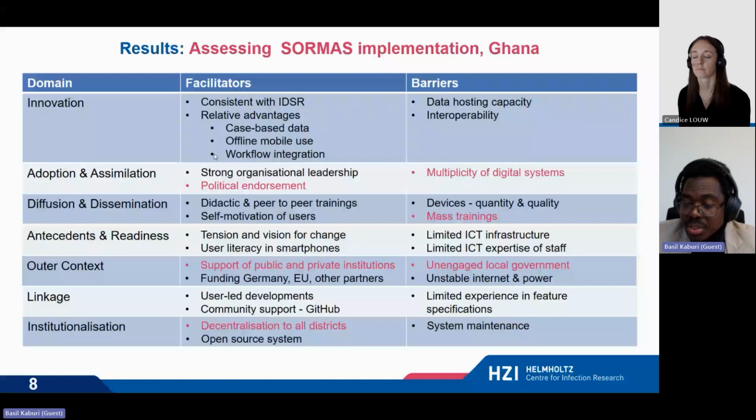And lastly, with the institutionalization of SORMAS, so far it's decentralized to all districts, and this open source system means that there are no recurrent costs in terms of the system itself. So these are good for institutionalizing SORMAS. However, the running cost comes up as a barrier because of this underfunding of the health system that I alluded to in the background.